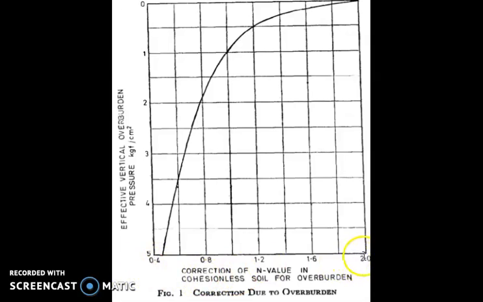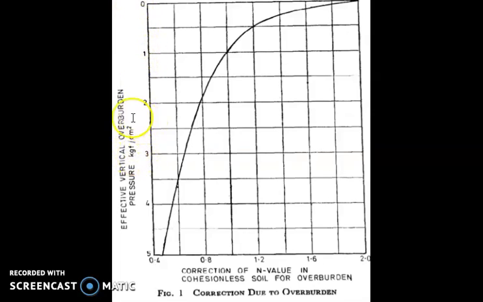And the value of correction factor is 2 for sigma z dash equal to 0. What do you mean by sigma z dash equal to 0? That means your effective overburden is 0. When will your effective overburden be 0? Obviously, when you are taking a sample at the ground level. So at that time this will be 0. As you go down from the ground level, this value will increase.